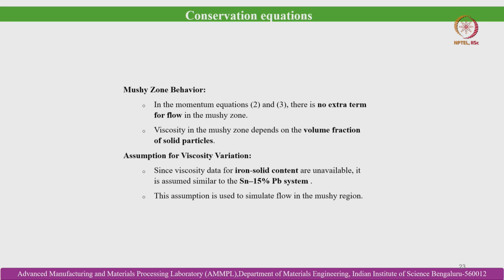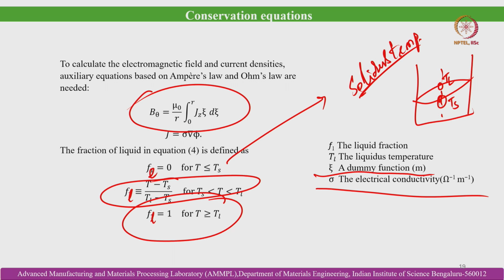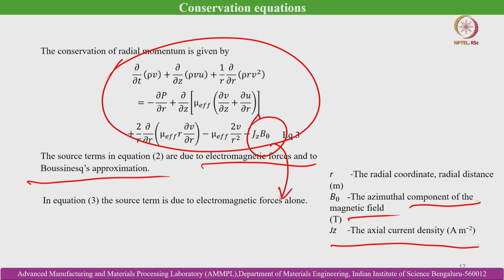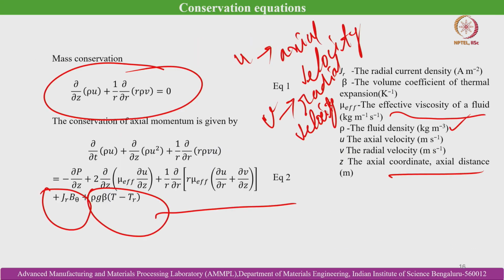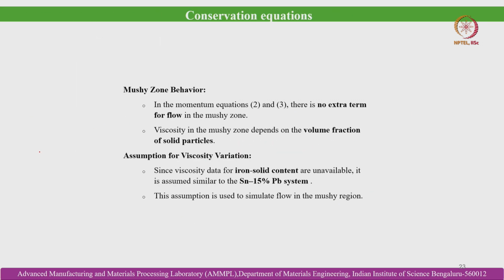So, in the momentum equation, that is the axial and radial momentum that we have discussed in detail earlier, this is the radial momentum and this is your axial momentum. So, in these two equations, there is no extra term for flow in the mushy zone, and viscosity in the mushy zone depends on the volume fraction of solid particles.